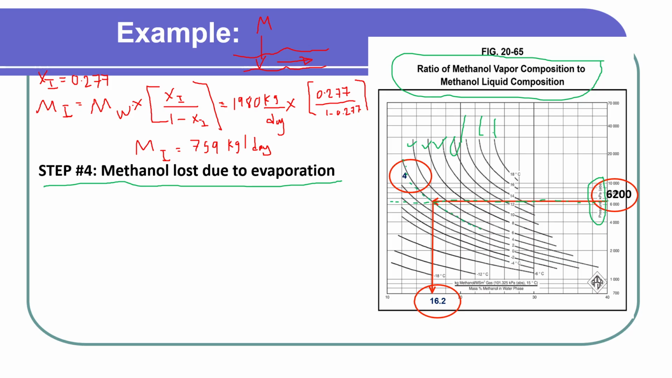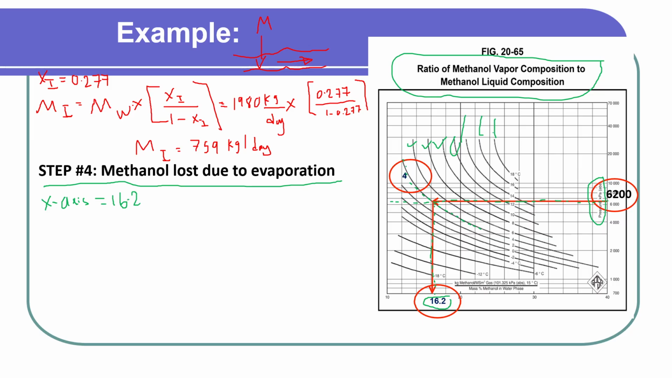Then I go for the intersection and read the x-axis value, which is 16.2. The 16.2 is kilogram of methanol per 10 to the power 6 meter cube of the gas per mass percentage of methanol in the water phase, which is the xi that we found. So the x-axis value, which is the ratio, equals 16.2 based on the condition that I have.